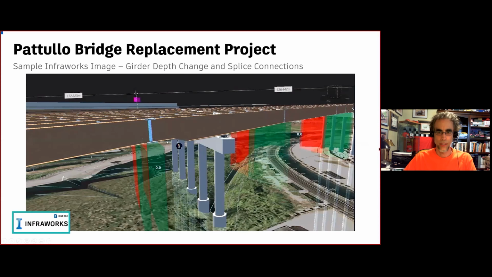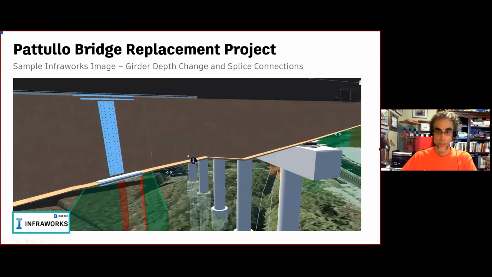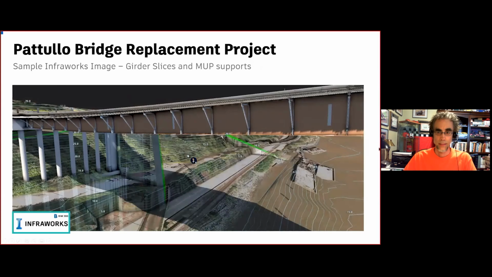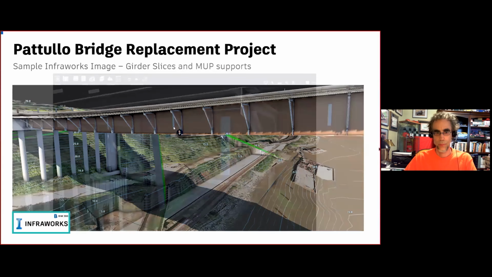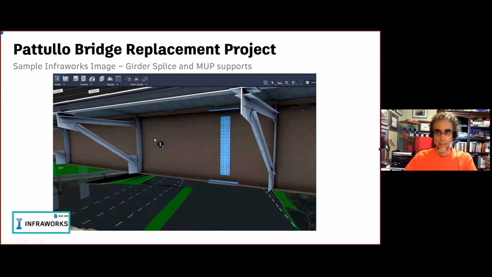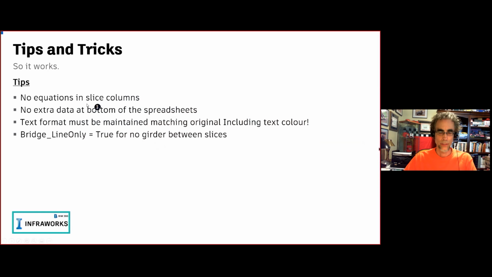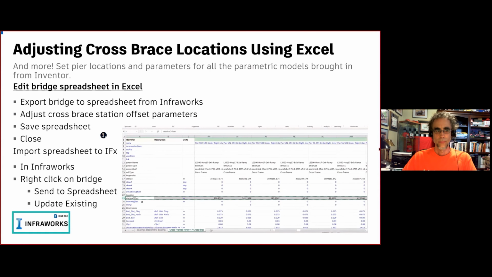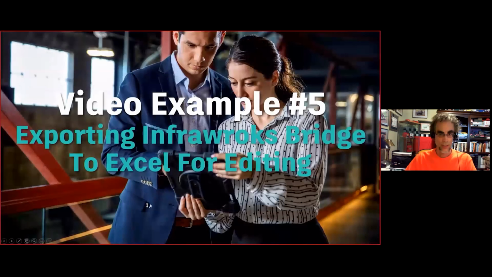Here you see an example of a splice plate, a different girder depth change there. That's all done in the spreadsheet. You can do it in the model if you like. It's a little bit more time consuming. You've got to do one at a time. So you see some girders and some braces here and some more splice plates, and it's up to you where you want to do it. There's some tips here. I'll leave that for you guys to read. You can adjust the cross brace locations based on the station offsets.